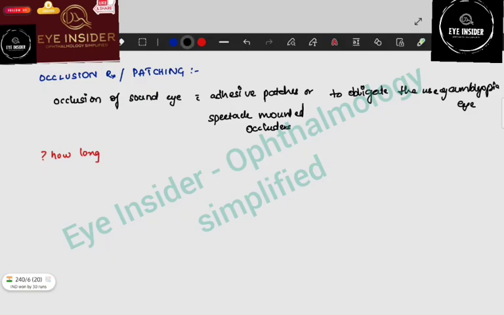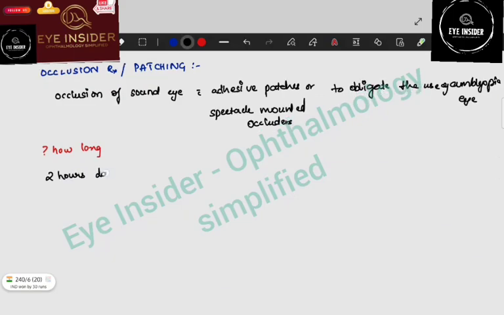So how long should we give this? 2 hours daily is required in case of moderate amblyopia, that is 6/12 to 6/24 vision, and 6 hours daily is required in case of severe amblyopia, in which it is counting fingers 3 to 6 meters.